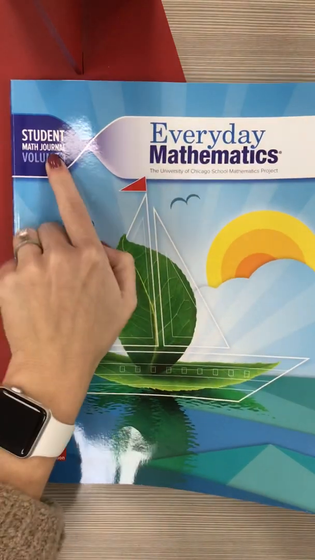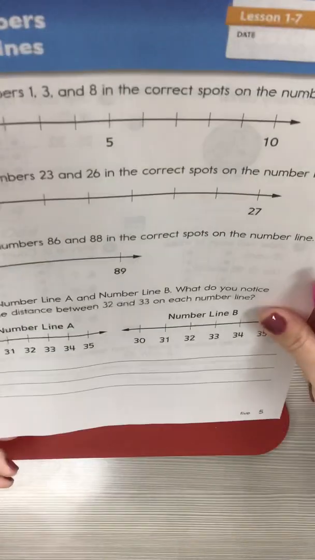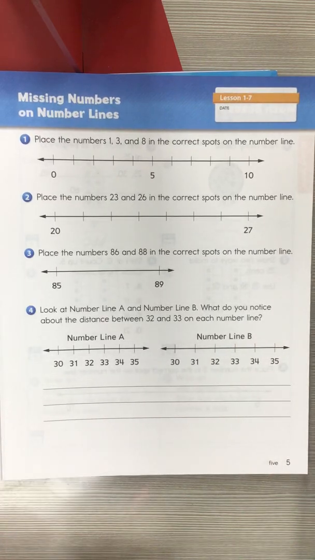Today we are in our blue math journal, Student Math Journal Volume 1, and we are on page 5. We just did a Kahoot about making 10.